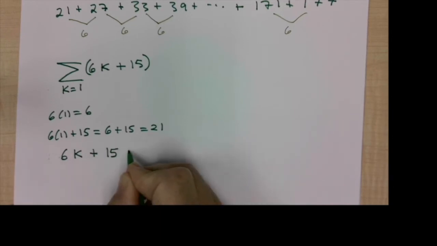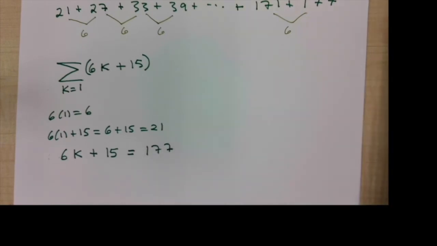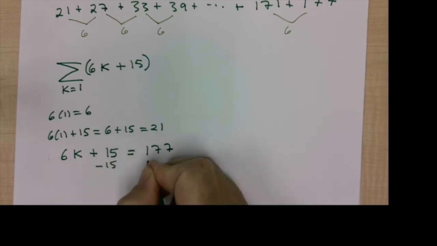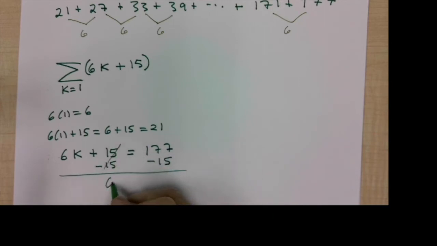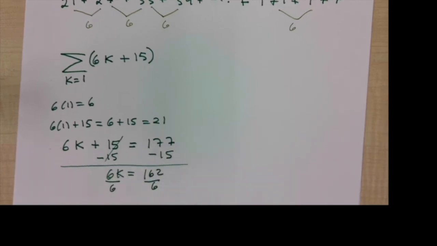6k plus 15 equals 177. Let's go ahead and subtract 15 from both sides. Subtract 15, subtract 15. And I get 6k is 177 minus 15, which gives me 162. And then let's divide by 6. And what does that give me? 162 divided by 6, I get a k of 27.